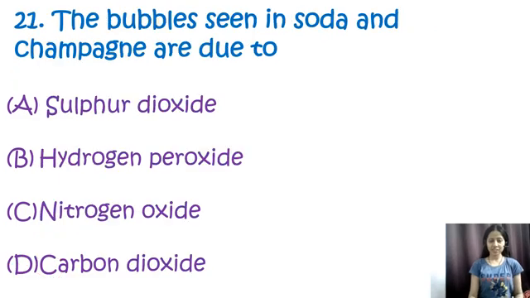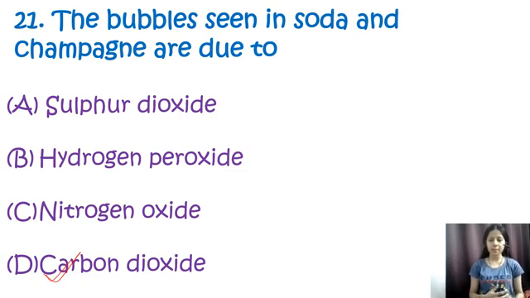Next, question number 21. The bubbles seen in soda and champagne are due to: sulfur dioxide, hydrogen peroxide, nitrogen oxide, or carbon dioxide. So here my correct option is D, that is carbon dioxide. The bubbles seen in soda or champagne are due to carbon dioxide.